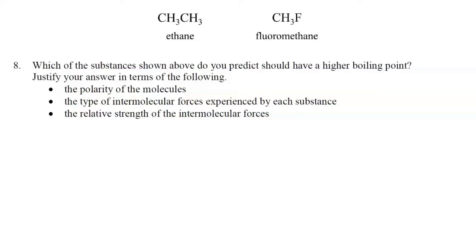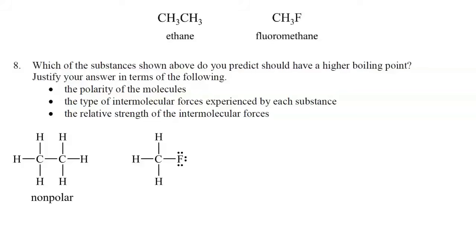So we have ethane, C2H6, and we have fluoromethane, CH3F. Here are the structural formulas of each molecule: ethane, C2H6, and fluoromethane, CH3F. So since ethane is very symmetrical and all of the bond dipoles cancel out, ethane is nonpolar, whereas CH3F, because of its asymmetry, the bond dipoles do not cancel out. That is a polar molecule.